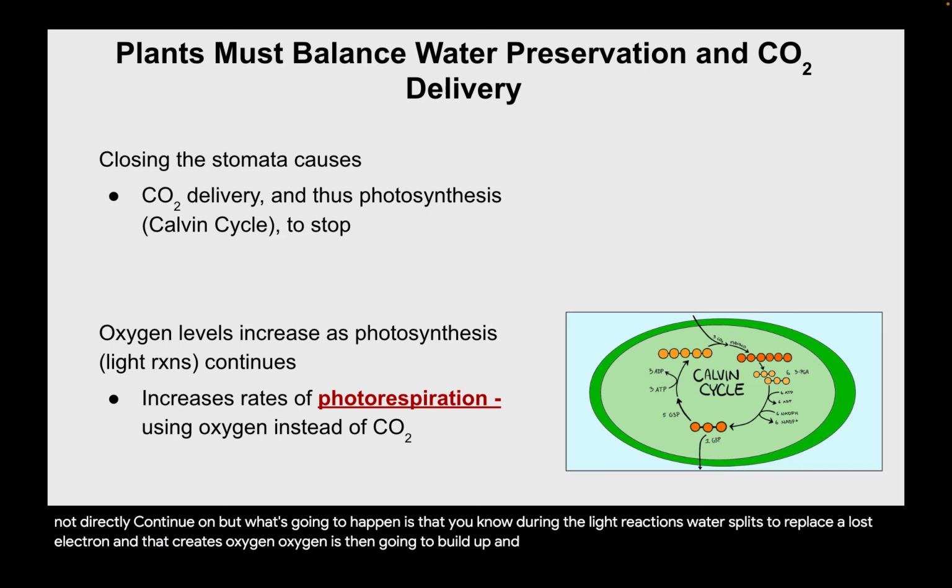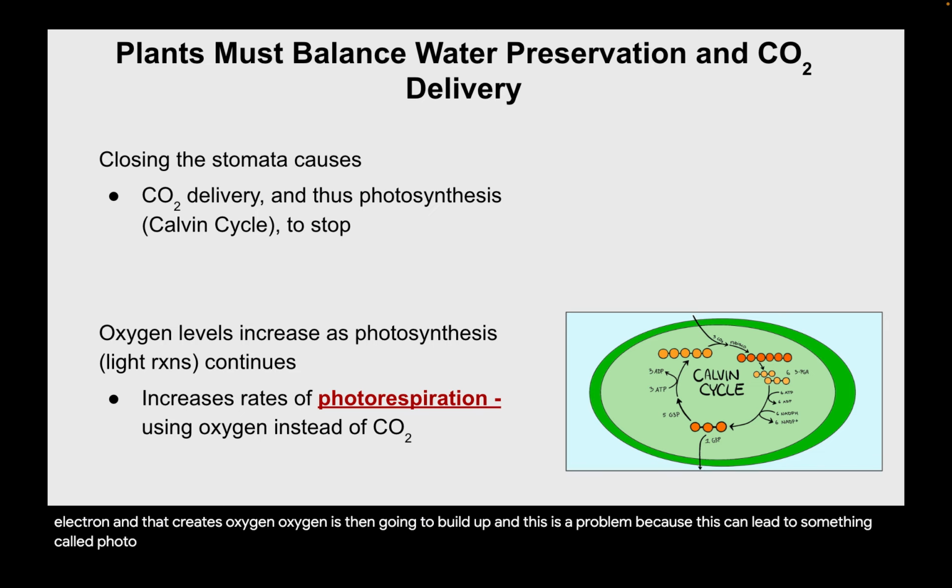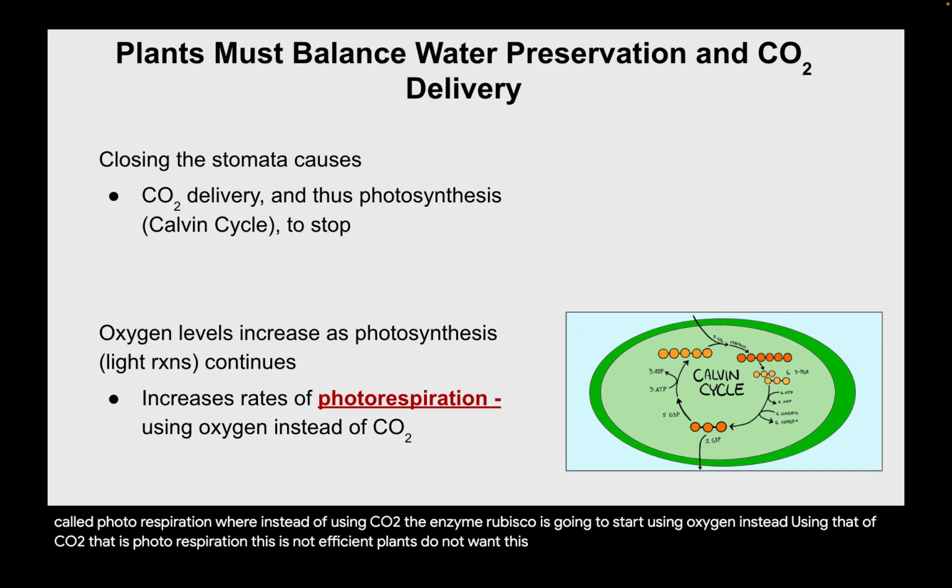And this is a problem, because this can lead to something called photorespiration, where instead of using CO2, right, the enzyme Rubisco is going to start using oxygen instead. Right? So it's this reverting of Rubisco to using oxygen instead of CO2. That is photorespiration. This is not efficient. Plants do not want this to happen.